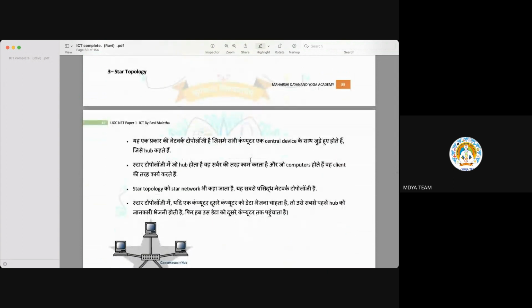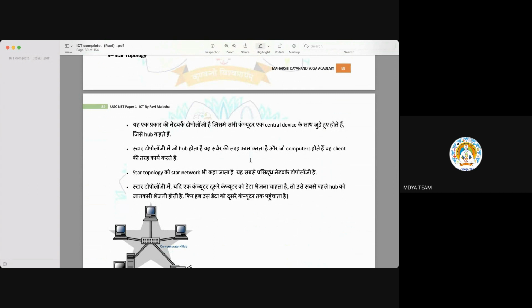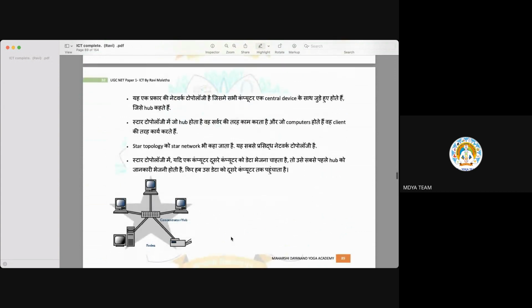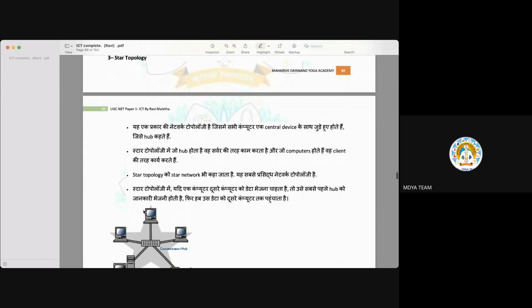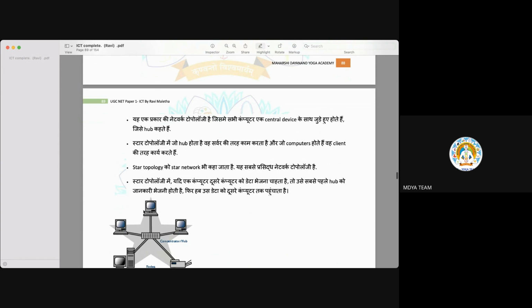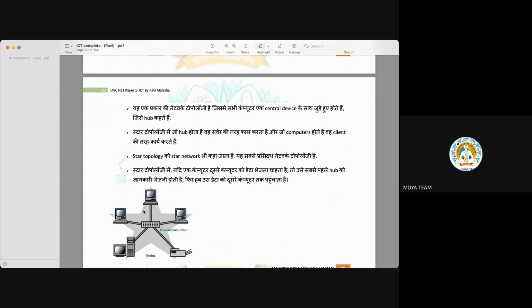Something like that. Now the next one is star topology. Star topology is like this. There is a single device which we call hub. Now through this device, each computer is not directly connected with each other, but through this device they can transfer the data. This device is called hub. We'll study later what are the different types of hardware networking devices.